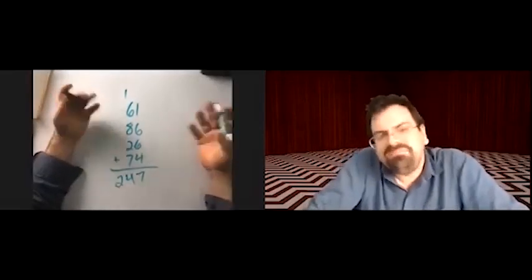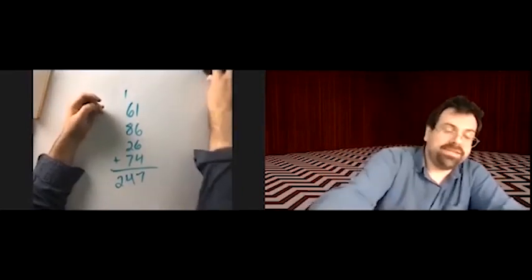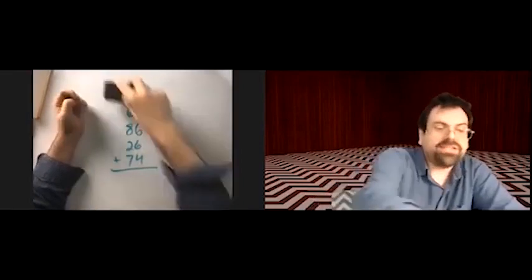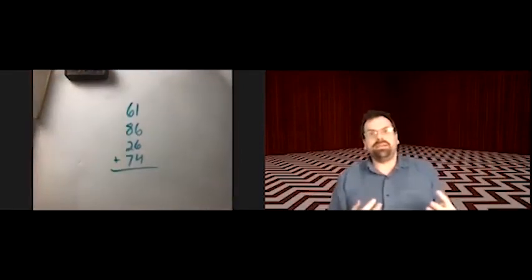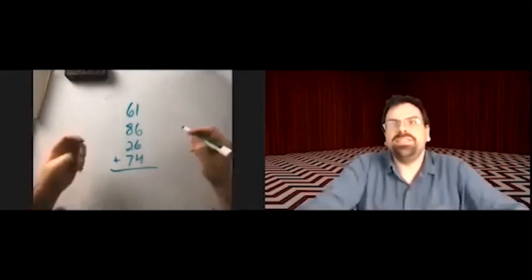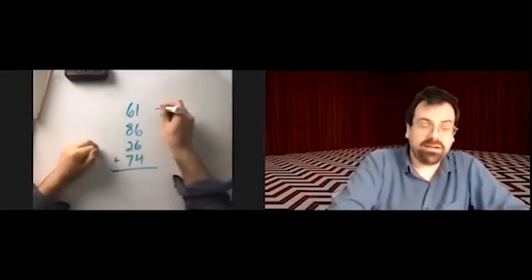What if you didn't need the exact answer? What if you just wanted an estimate? Well, we can estimate the sum and not find the answer if we only need an estimate. So if it says estimate, it'll give you some additional information. Estimate the sum. Let's do it by rounding each number to the nearest 10.